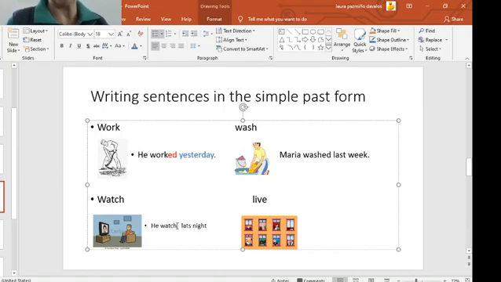Es una acción en el pasado. Nunca puede ir he watched last night. Aumentamos ed. Y ahí se convierte in past. Okay. Vamos a ver the next one.